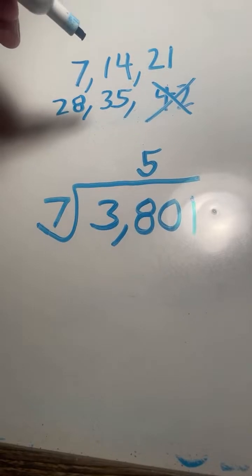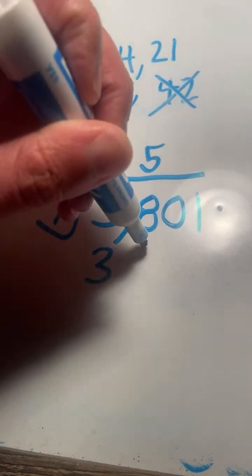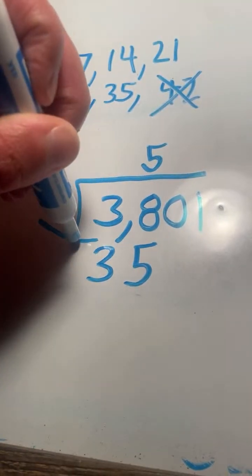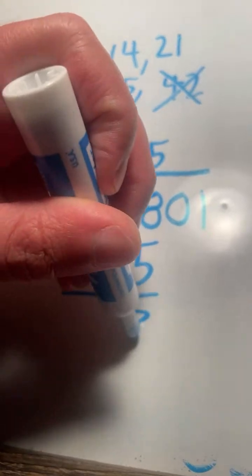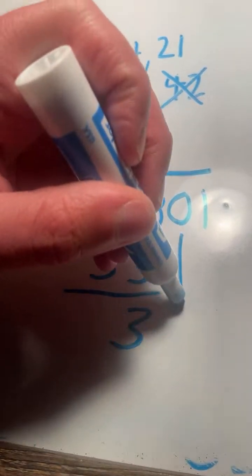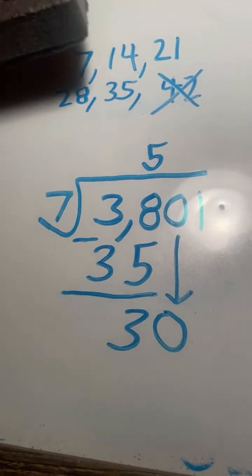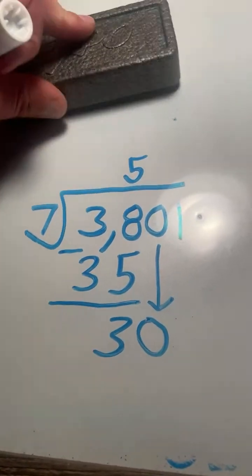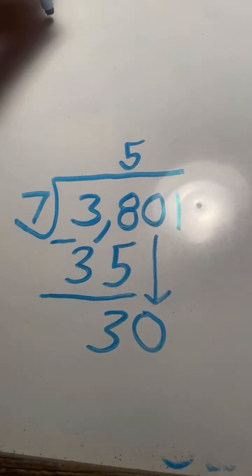Now, the closest I could get to 38 without going over is 35, so that's what we have to subtract to find our remainder. 38 minus 35 equals 3. Next, we bring down the 0. So now we've got to figure out how many groups of 7 can fit into 30. There will be a remainder here.